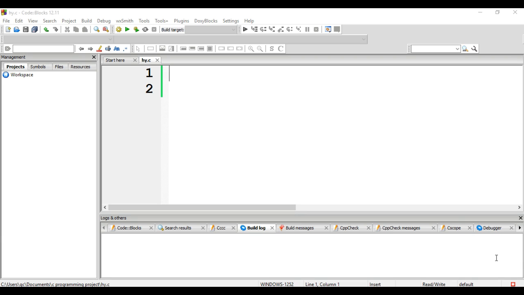Today it's all about printing profit and loss in C programming. So let's start the program. I guess you all know the basics to start a program. I have already opened Code::Blocks, so I'm starting the program.